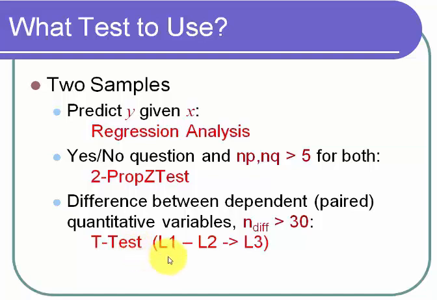But remember, we're not using a t-test on either of the two survey questions. We're using it on the difference between them. So that's L1 minus L2 gets stored into L3, and we do a t-test on L3.